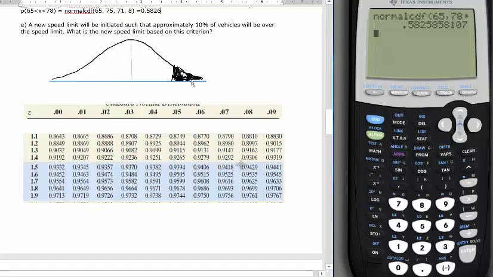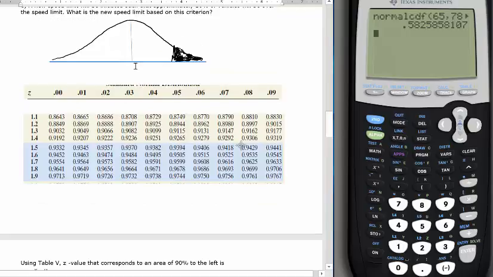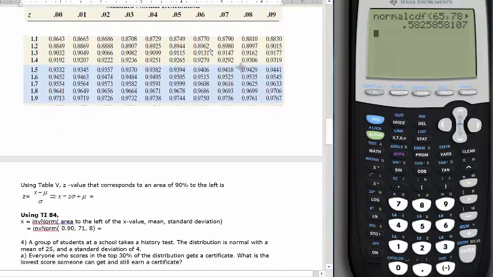So this area is 10%. What is the area to the left in here? The area to the left is 90%. Now why I'm asking for the area to the left? Because your table only works with areas to the left. So we know this is 10%. We need 90% area to the left. What I'm going to do here, this is the table. I'm going to go inside the table and see where would be a value closest to 90%, which is 0.90.